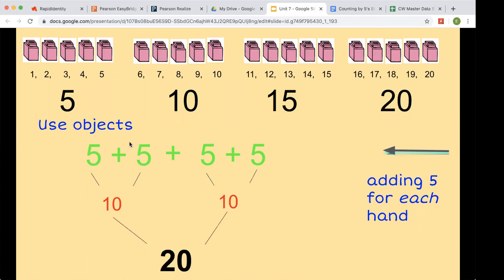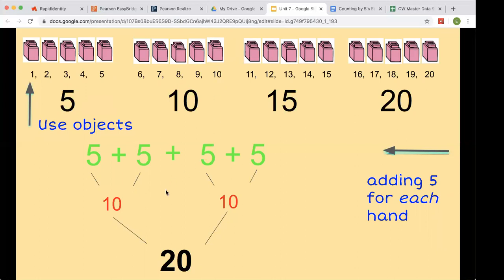Another strategy is to use objects. I have 4 groups of 5. So here's group 1 with 5 cubes or 5 objects. Here's group 2 with 5 objects. Here's group 3 with 5 objects. And then here is group 4 with 5 objects. And so here I even put them right here by ones. 1, 2, 3, 4, 5, 6, 7, 8, 9, 10. So you are counting by 5s when you say every 5th number.